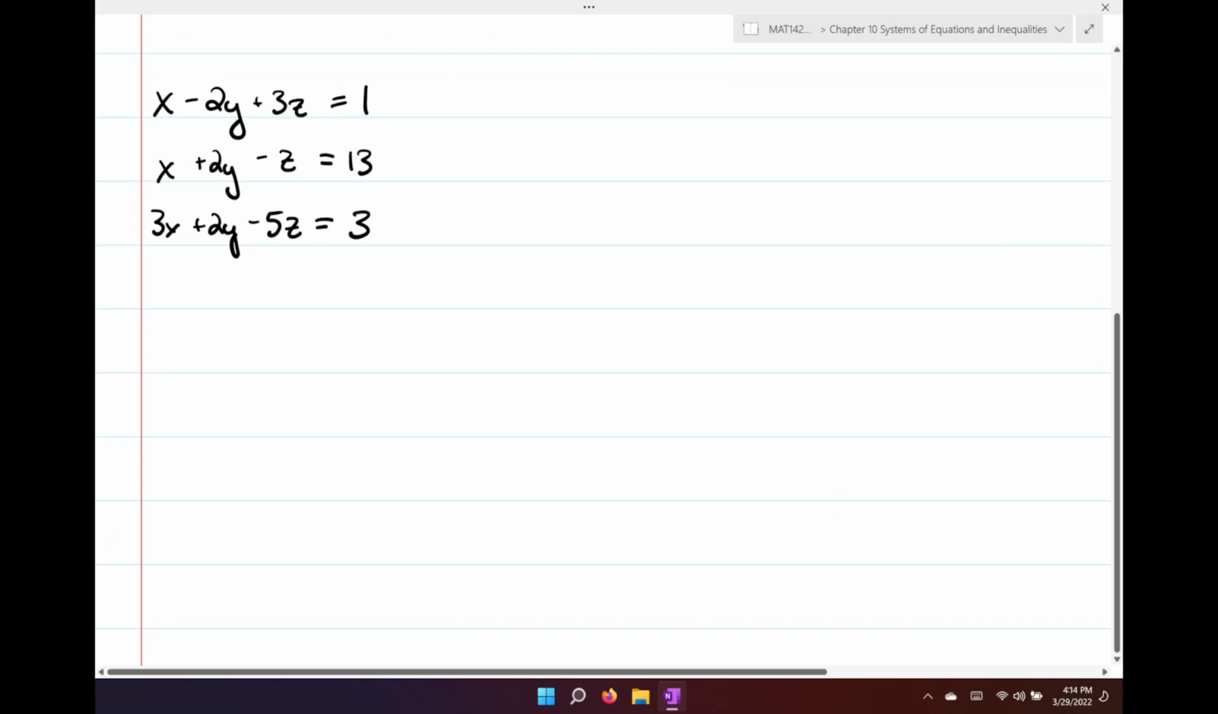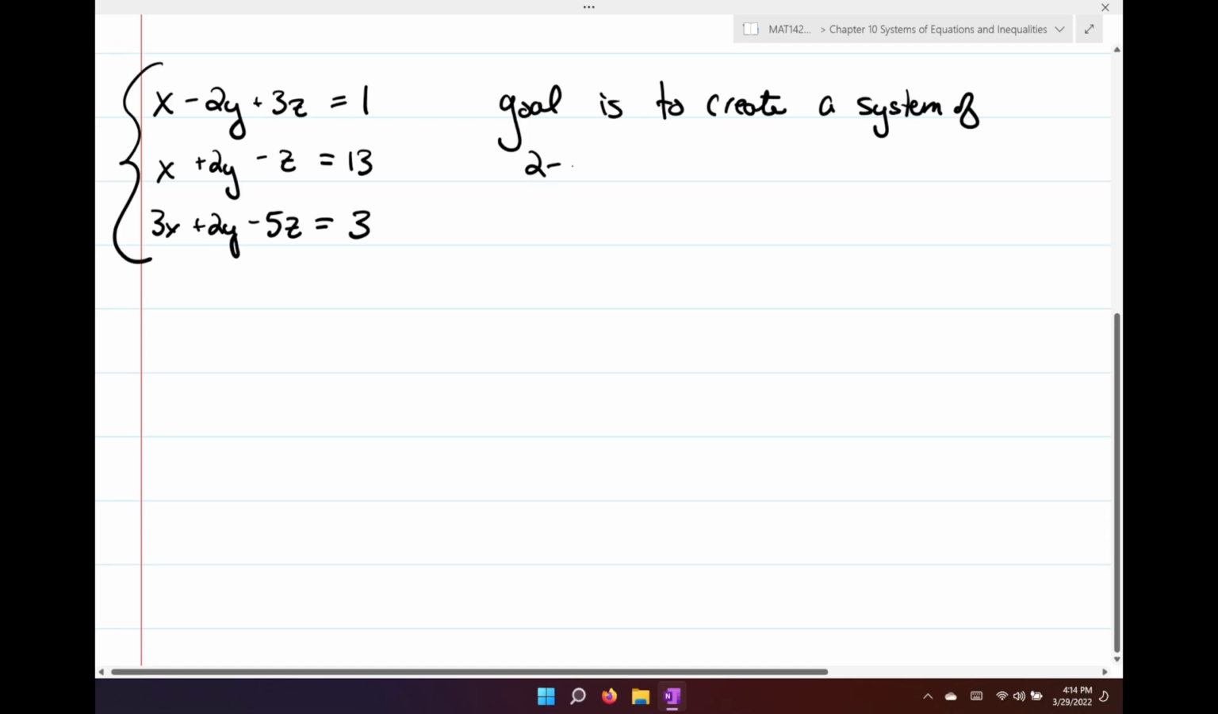Now, we've never seen a problem like this in the sense that we have 3 equations and 3 unknown variables. However, we do have techniques for a system with 2 variables and 2 equations. We can graph it, we can substitute and solve, or we can use the addition elimination method. So our goal here is to create a system of 2 equations. And it's actually much easier than you think.